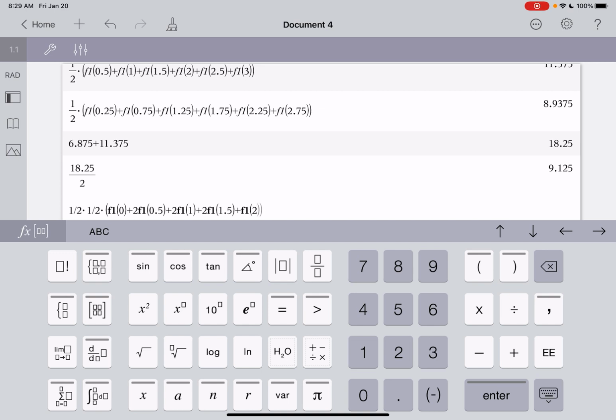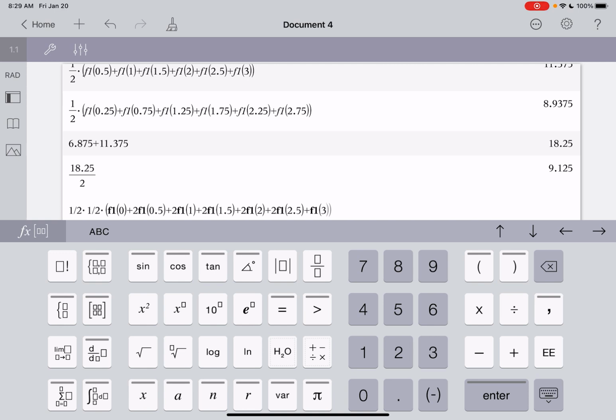So, oops, I forgot a 2 there. See, this is what happens when you talk while you're doing this. So 2f1 of 2, gotcha, and then a plus 2 f1 of 2.5. Now that was the last one we were doing a 2 with, so now it's just going to be plus f1 of 3.